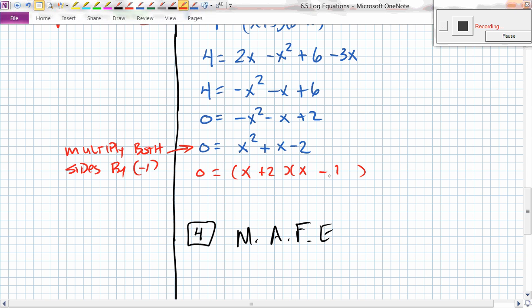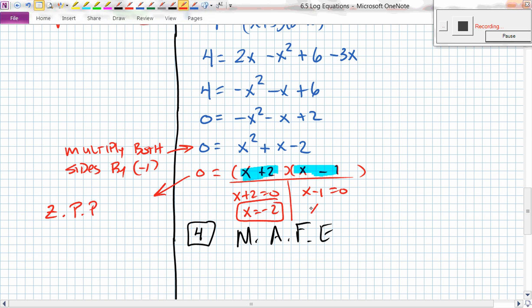Yes. Nice job. Correct. Now, if I have a number times a number, so don't forget, I've got a number times a number equals 0. How do I get myself out of that? The zero product property, right? The zero product property says that you can just say, okay, x plus 2 is 0 or x minus 1 is 0. So x is negative 2 or x is 1. Those are two solutions there.